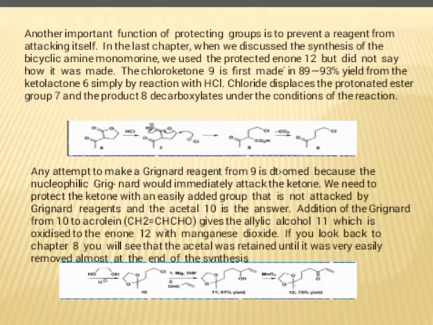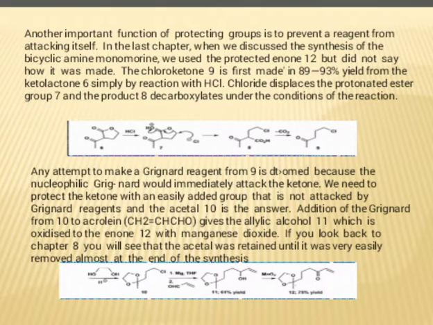In the last chapter, when we discussed the synthesis of the bicyclic amine monomorine, we used the protected enone 12 but did not say how it was made. The chloroketone 9 is first made in 89 to 93% yield from the ketolactone 6 simply by reaction with HCl. Chloride displaces the protonated ester group 7 and the product 8 decarboxylates under the conditions of the reaction.